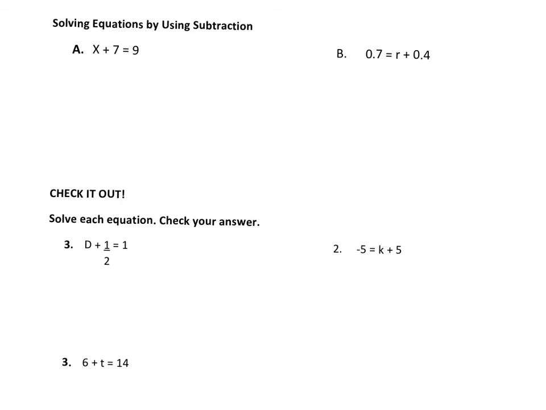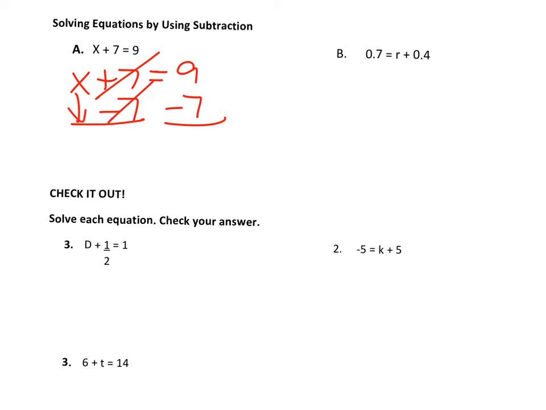Now, in this other section, solving equations by using subtraction. Notice that it's x plus 7. If I have x plus 7 equals 9, I'm going to subtract because I'm going to undo the adding 7. When I subtract 7, that allows me to cancel out this side. I bring down my x, bring down my equal sign, and 9 minus 7 is positive 2. If I plug that back in, I get 2 plus 7 equals 9, and that is true.